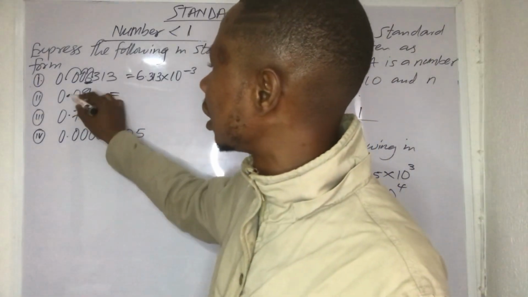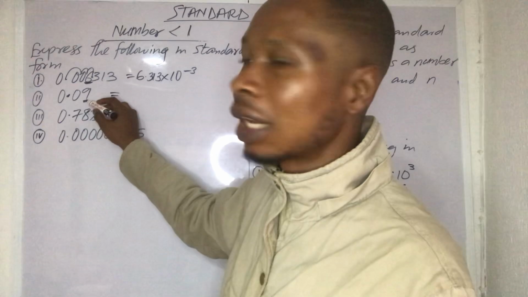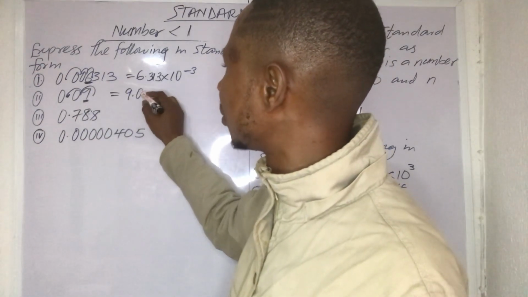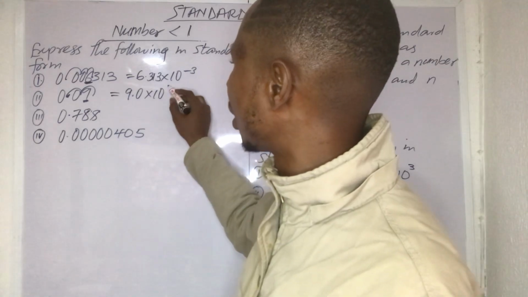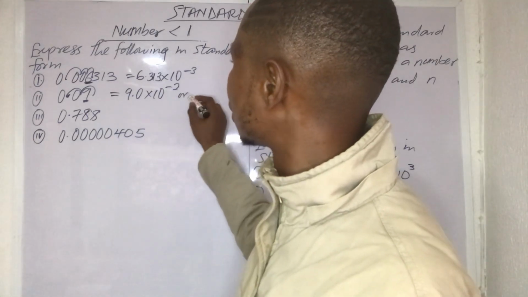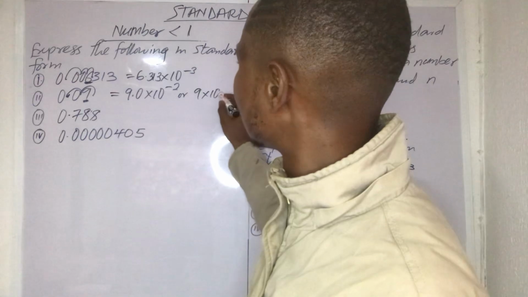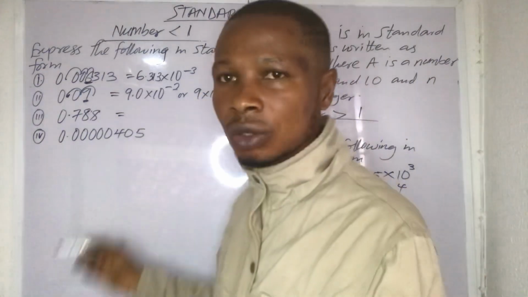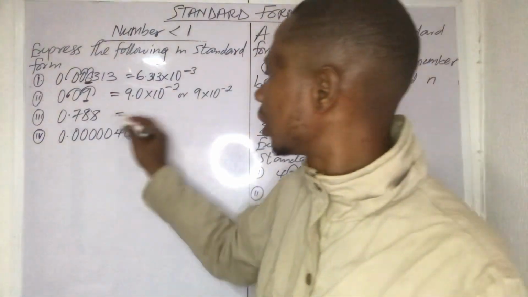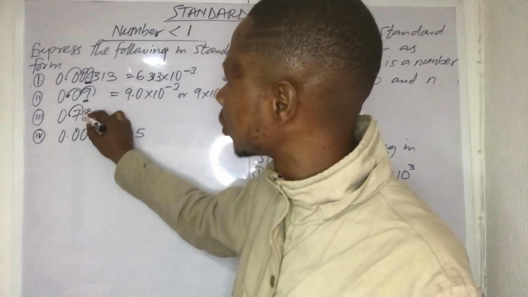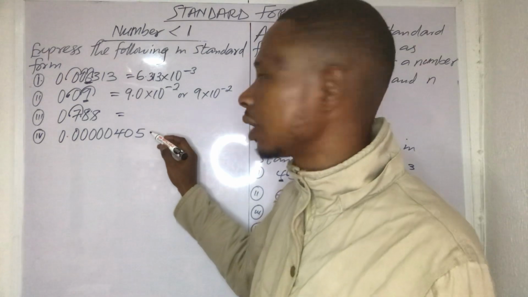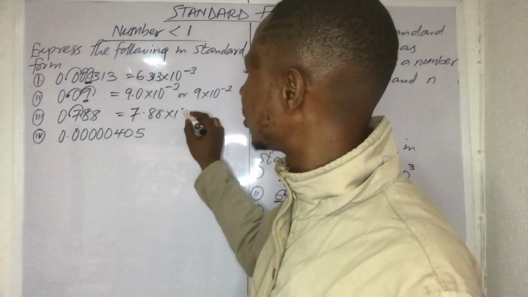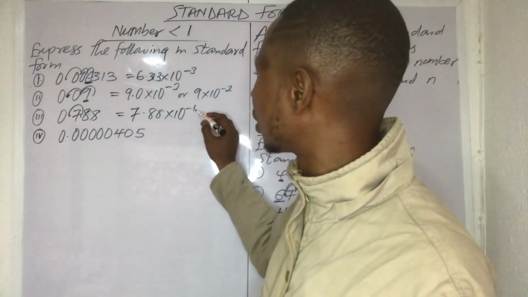Ditto to this one also. The point is here. The first non-zero digit here is 9. So you have 1, 2. So this will be written 9.0 times 10 raised to power minus 2, or simply as 9 times 10 raised to power minus 2. The same thing with this also. This one too will be written with the point moving once to the front of the non-zero digit, which is 7. So you have 7.88 times 10 raised to power minus 1.